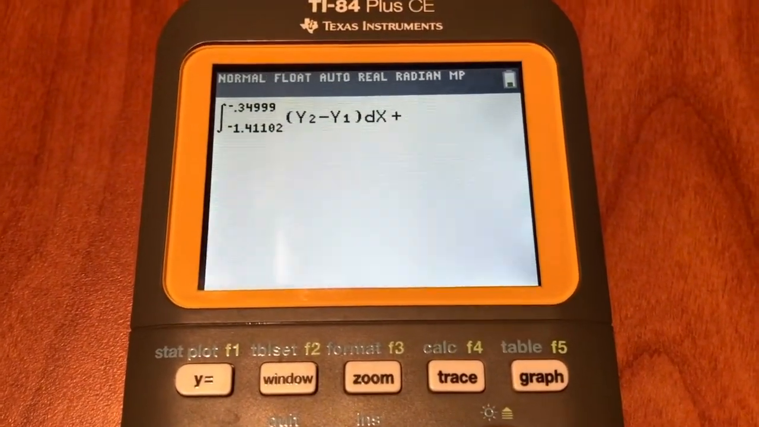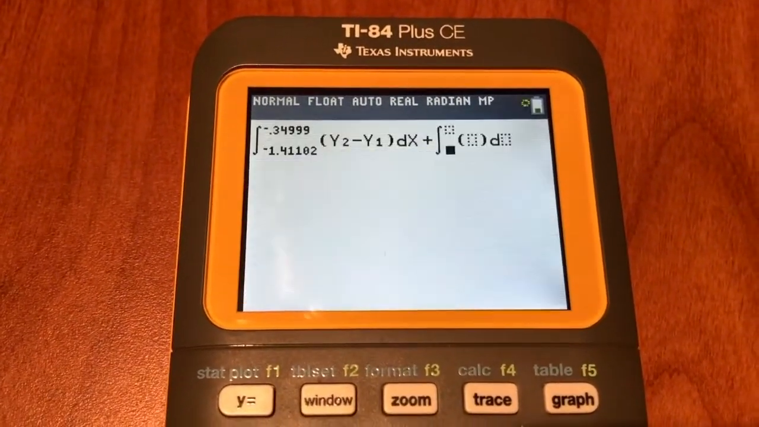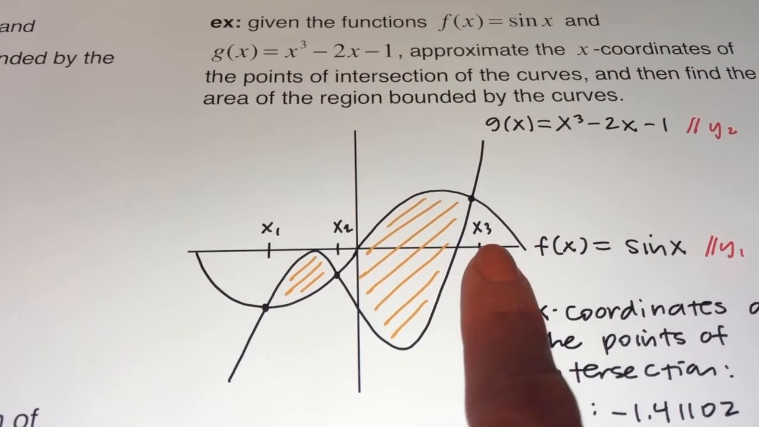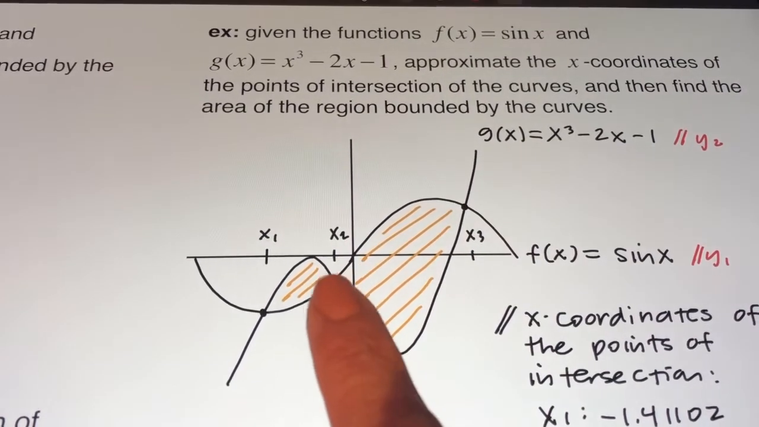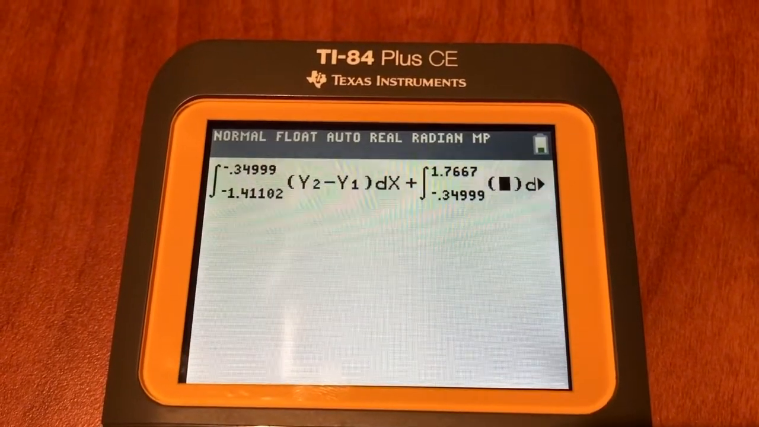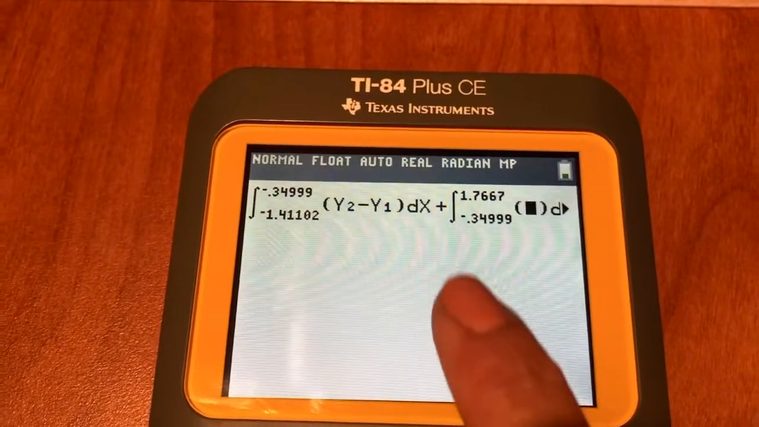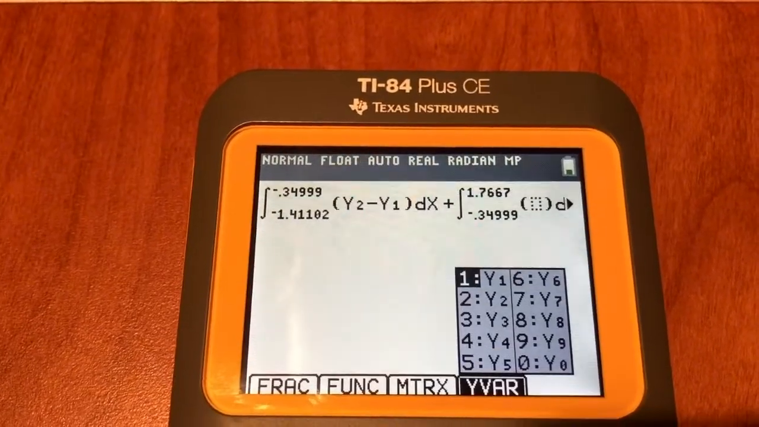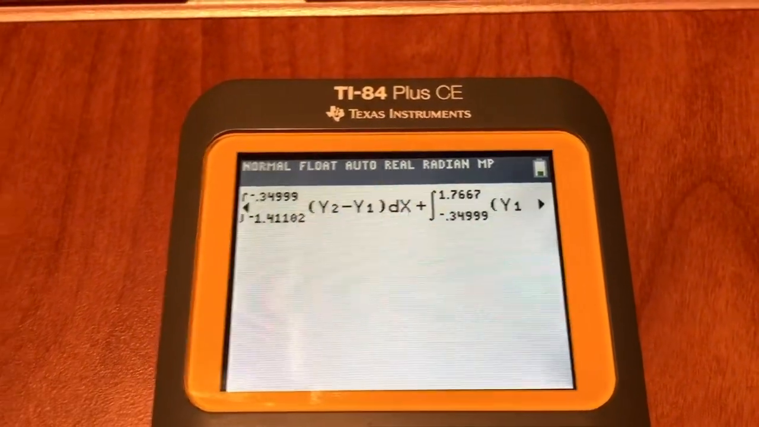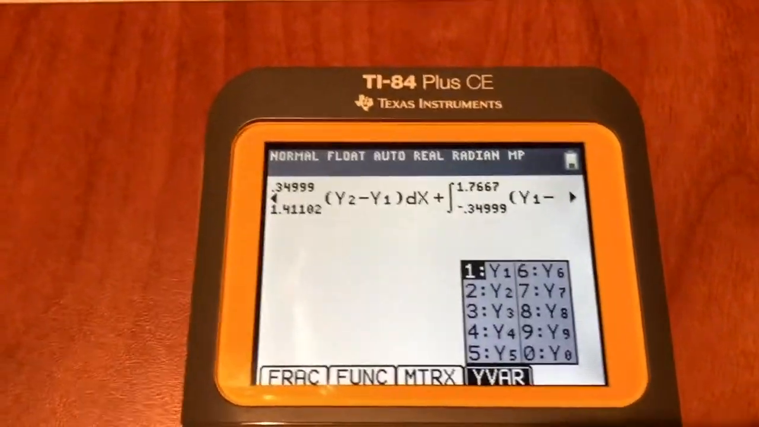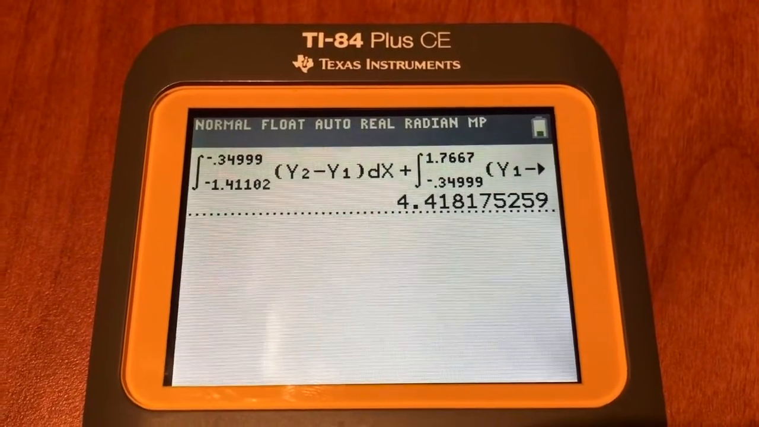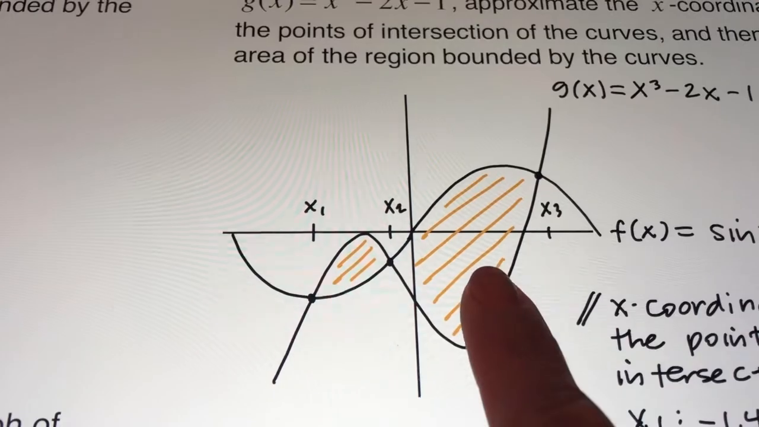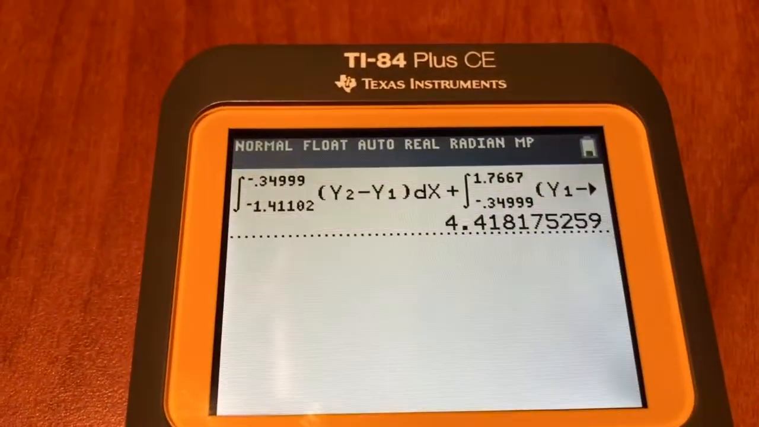So now we're going to add the next integral. We're going to go math 9 again. And this time if you look at this picture, we're going from x sub 2 to x sub 3. And the top curve is the sine curve minus the cubic. So I got the x-intercepts in there. It was the second x-intercept to the third one. And this time we're doing y1 minus y2. So we go alpha trace, we pull up y1, minus, and then alpha trace, pull up y2. So we just press enter and it kicks out our final answer. It's 4.418. And again, the shaded region plus this one is going to be the 4.418.